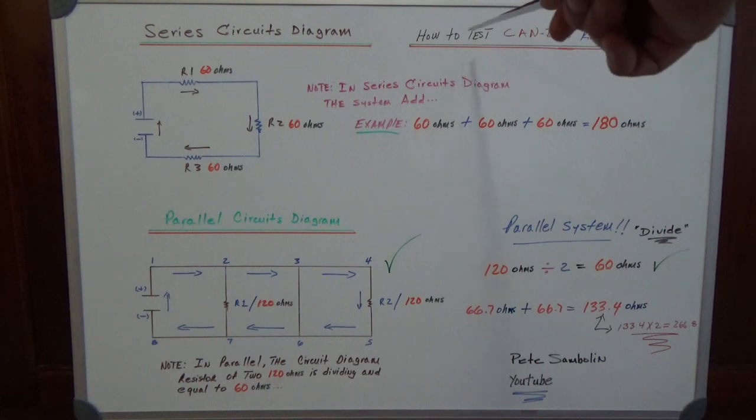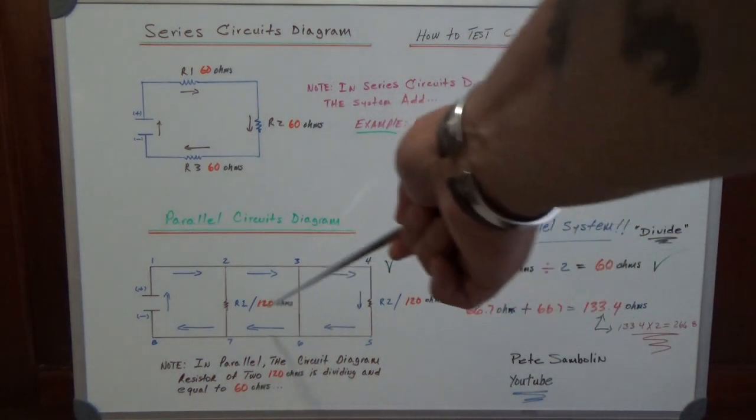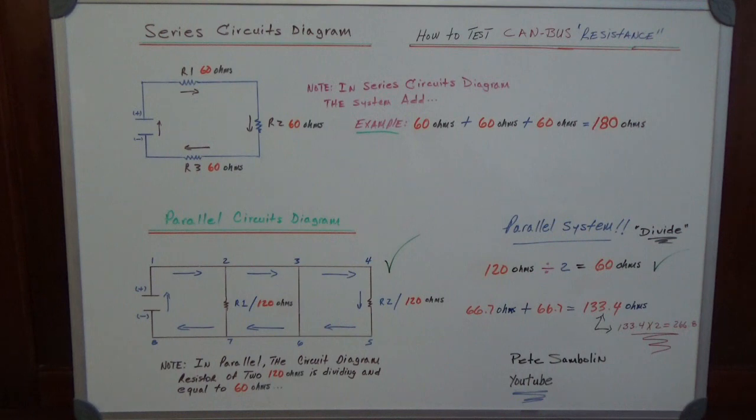Now when you're talking about how to test CAN bus resistance, in the video I'm going to show you the connectors that you've got to use and how to do it. This is important to know because when you measure resistance, you've got to know the system description. The system description will tell you, for example, this is a normal one that is most likely in every car, 60 ohms, but not all of them. You've got to know the system description to know the resistance. Okay?